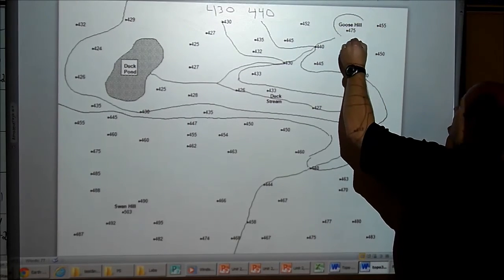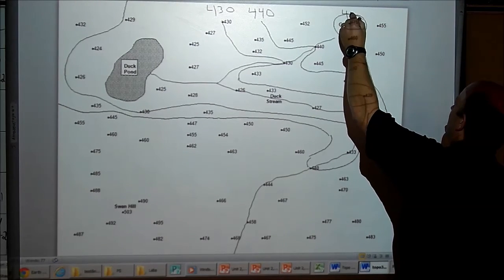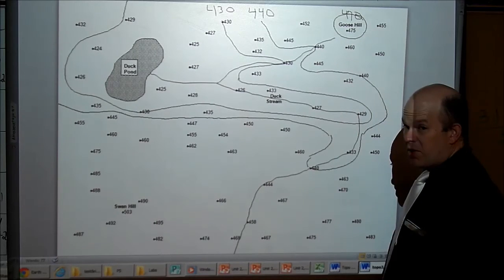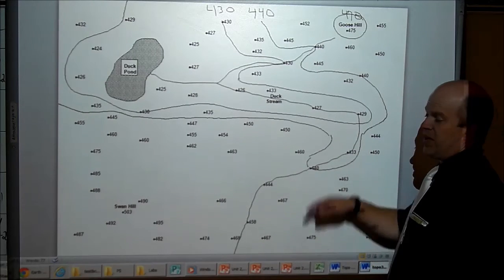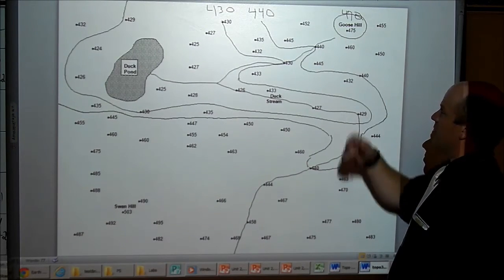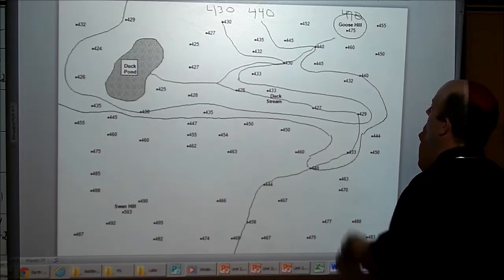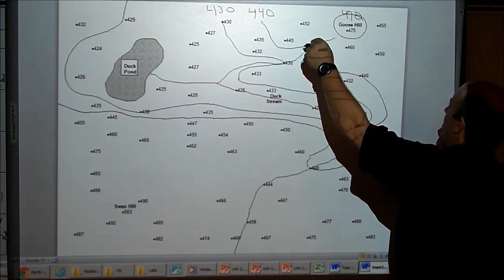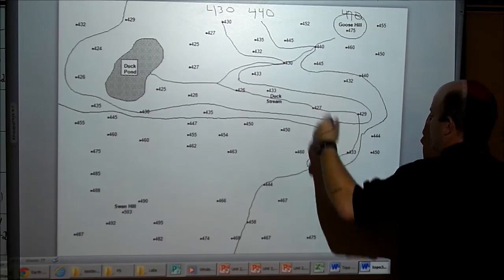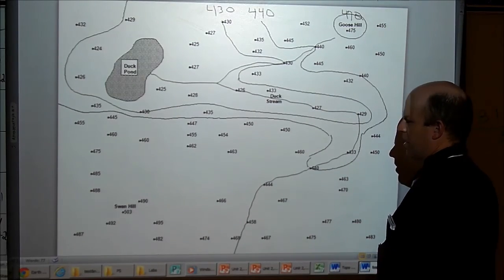Goose Hill is the hill. That's 470. Is that the only 470 line? No, there's more 470 lines down this way, but I'm just going to show you there's a hill there. Okay? You might have a couple more circles. There might be a 460 circle and a 450 circle, but that's okay. You got to recognize that.